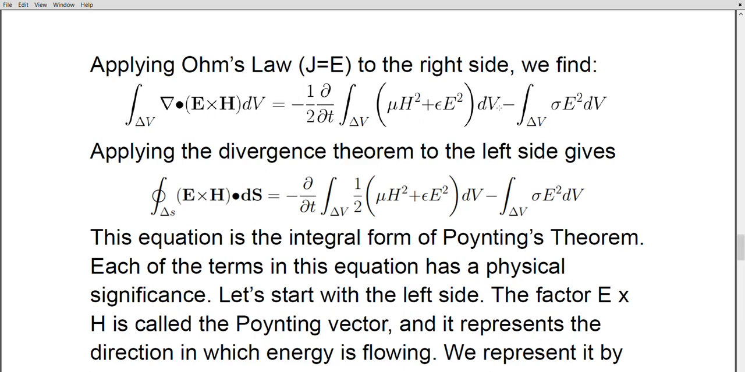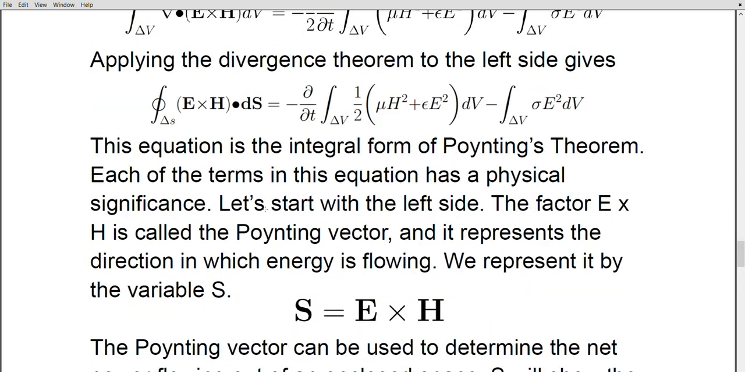sigma E square dV. By applying the divergence theorem to the left side, that will give closed surface integral E cross H dot dS is equal to minus dou by dou t volume integral of 1 by 2 mu H square plus epsilon E square dV, minus volume integral sigma E square dV. So this is the equation which is in the integral form of Poynting's theorem.